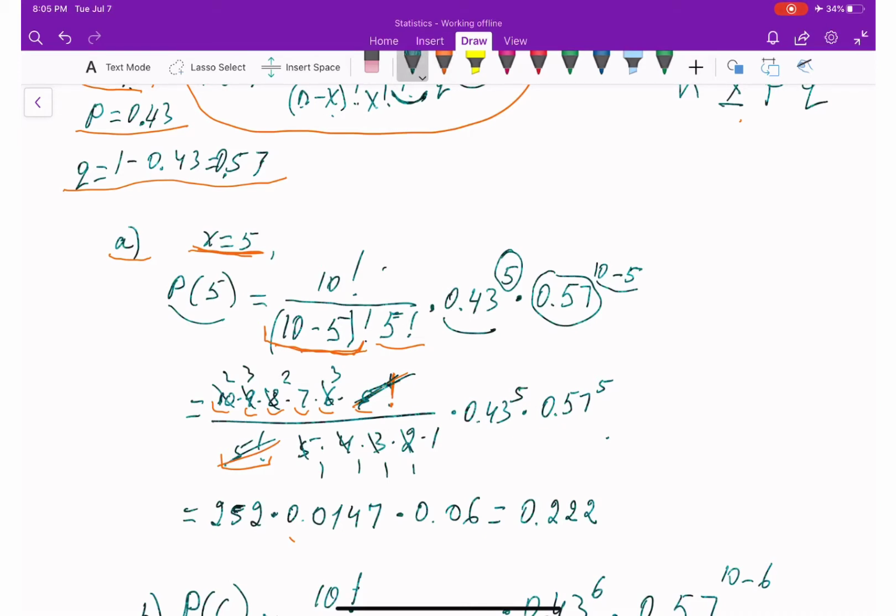I don't want it to be messy, since you already know. 5 factorial. Canceling. Here also 5 factorial. I am canceling. Now here I have another 5 factorial. So this one I have to open, 5 times 4 times 3 times 2 times 1. Yes? Okay.